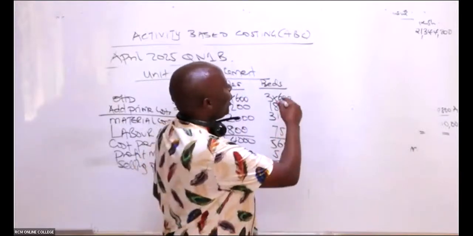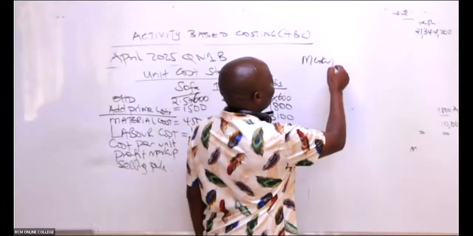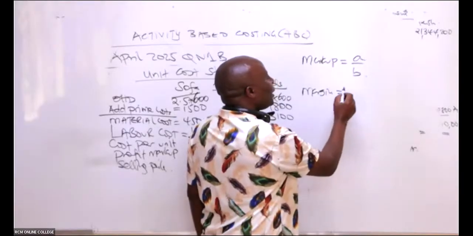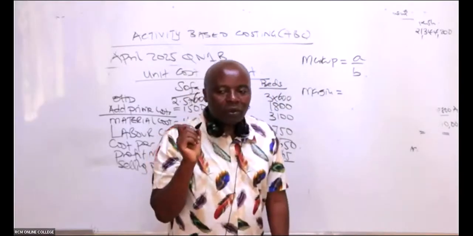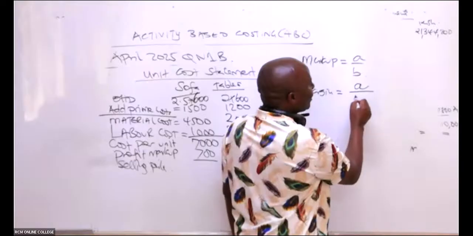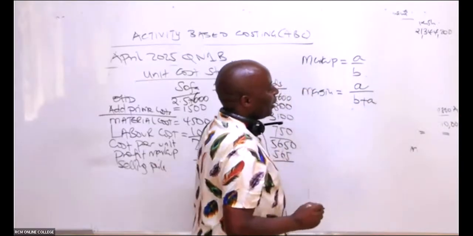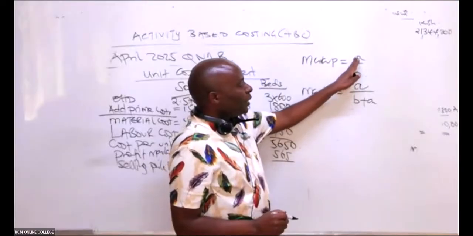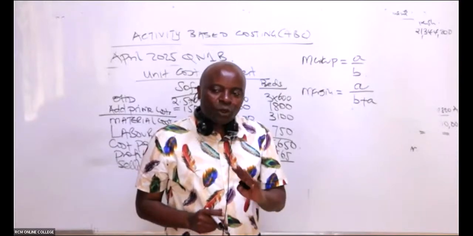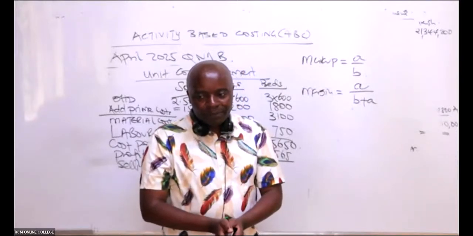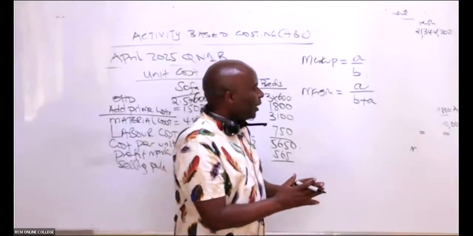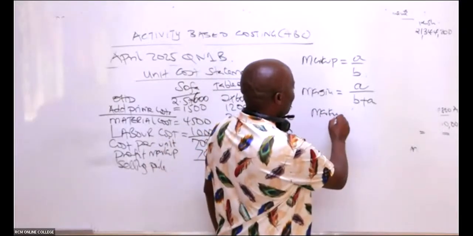Please listen. Whenever you are given markup as A over B, and you want to get margin, margin has a bigger base. So anytime you want to get margin, you should talk of A over B plus A. The upper part will always be the same regardless of whether you're talking of markup or margin. But margin has always a bigger base. So whenever you're going to the margin, always increase the base.